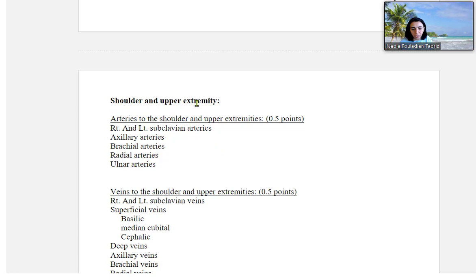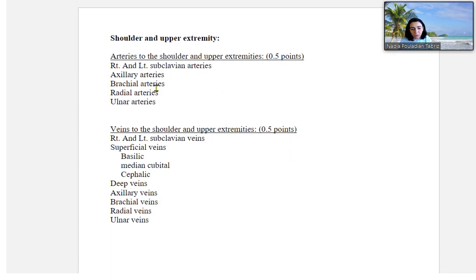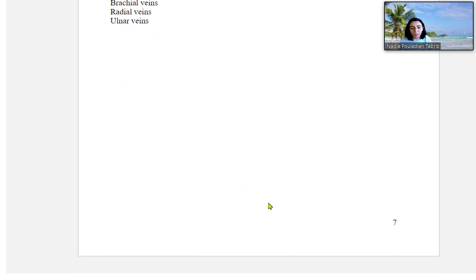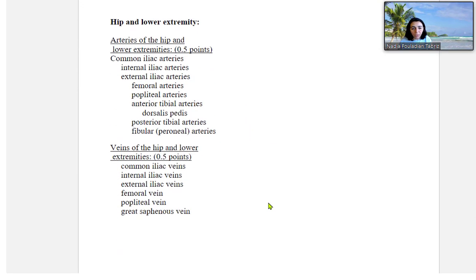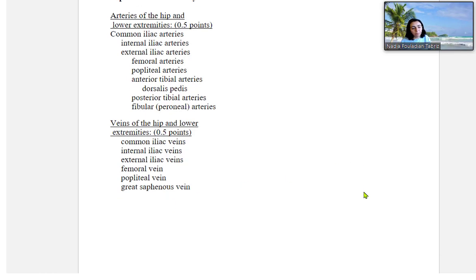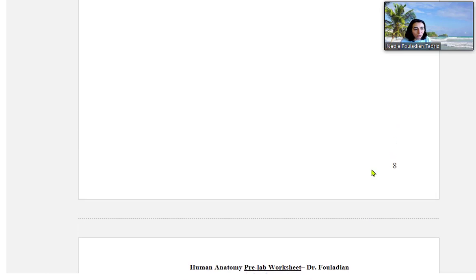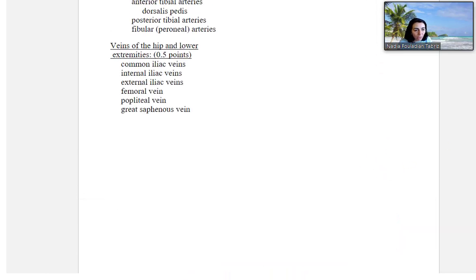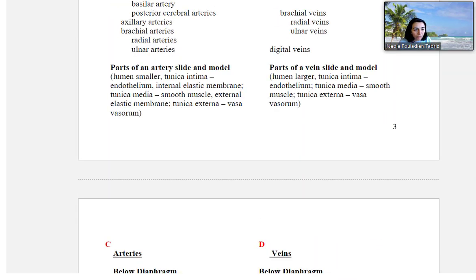And then you have shoulder and upper extremities, arteries and veins. Pay attention that, as you see, arteries are fewer compared to veins because we have some superficial veins here. And also for the hip and lower extremity, again you have arteries and veins. So this is all the extra credit. Any question regarding that one?